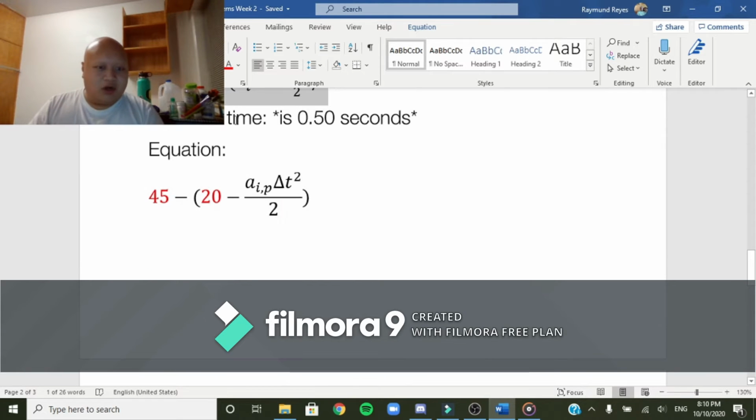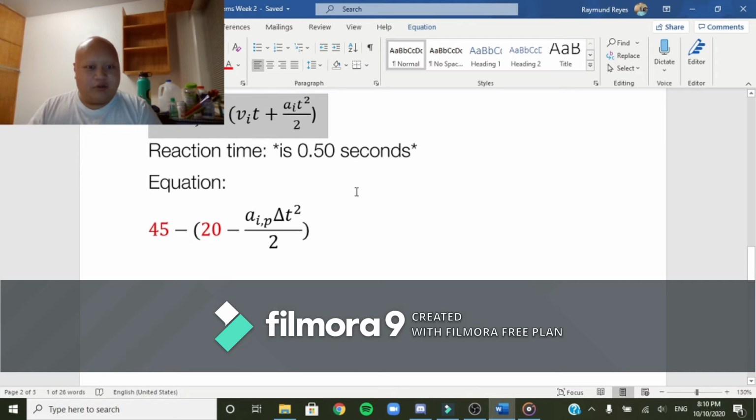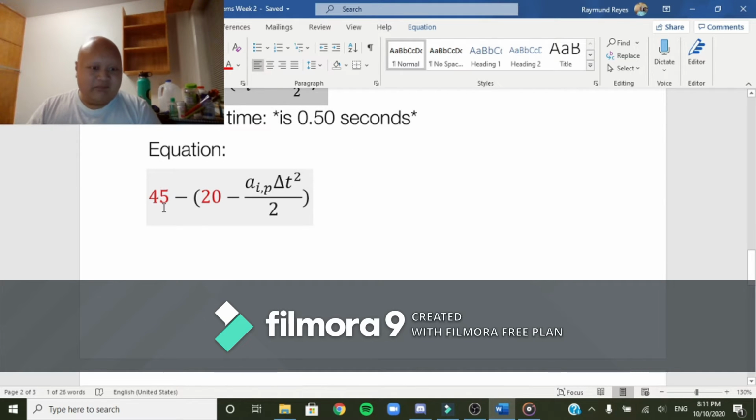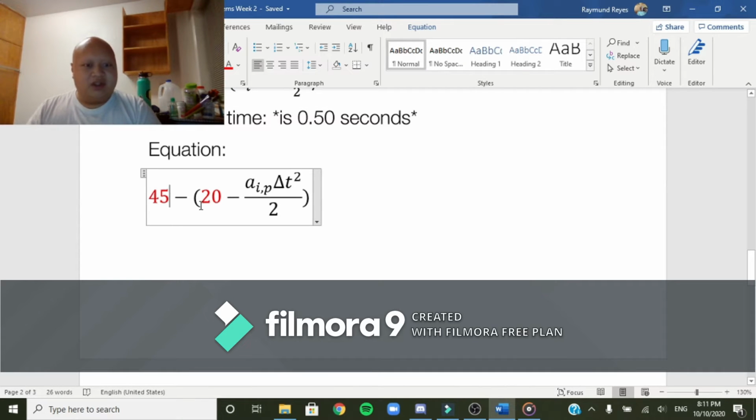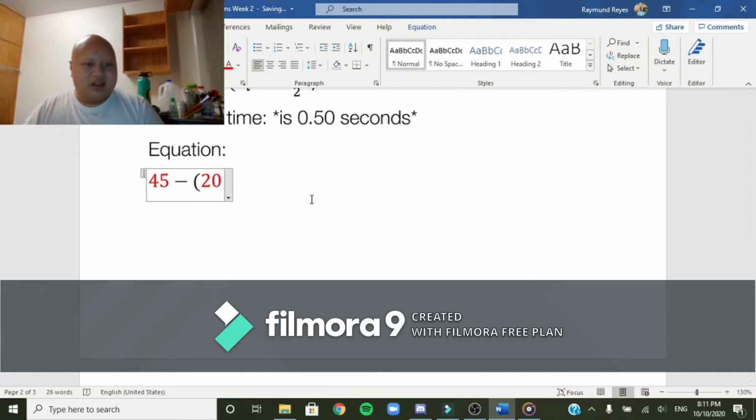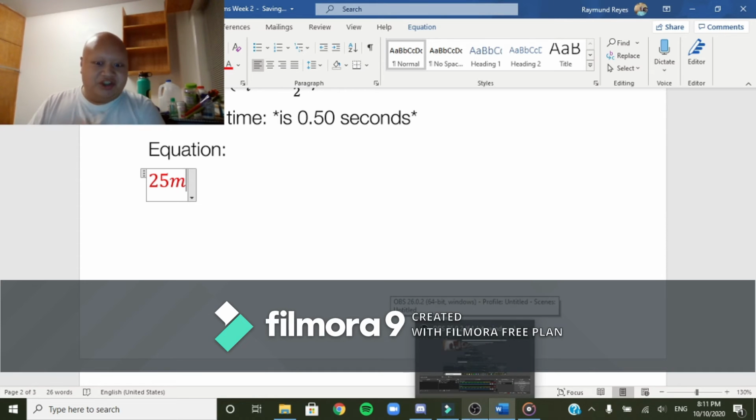And now we have to plug in the numbers for the car. The car's final position is 45 meters from the crossing line, and her speed is 20 meters per second. Since this is before she starts to accelerate, she has a constant velocity, which means this big conglomeration equals 0 since acceleration is 0, and 0 times basically anything is 0. So 45 minus 20 is 25 meters, and that's how far she is from the crossing line, where she has to start speeding across so that she doesn't get hit by the train.